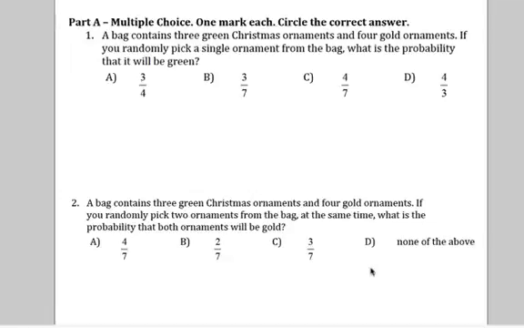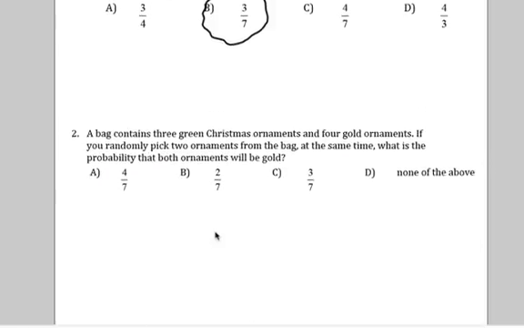So for the first question, most people got this one fine. If the bag contains 3 green Christmas ornaments and 4 gold, the probability of selecting a green will be 3 out of 7. Next one caused a little bit of problems.